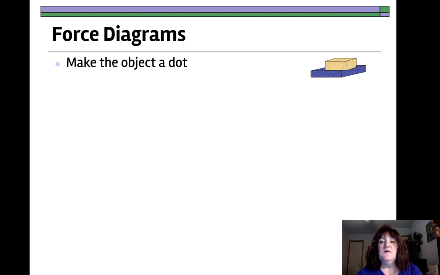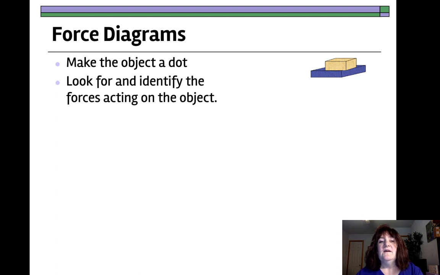This one, if you have a block sitting on a table, right? Look for and identify the forces acting on the object. Well, again, if you go through your list of gravity, tension, normal, and friction, gravity is everywhere, right? You don't have tension because nothing is pushing or pulling it. You don't have friction because it is not moving, or doesn't really want to move because it's a flat surface. But you do have a normal force.